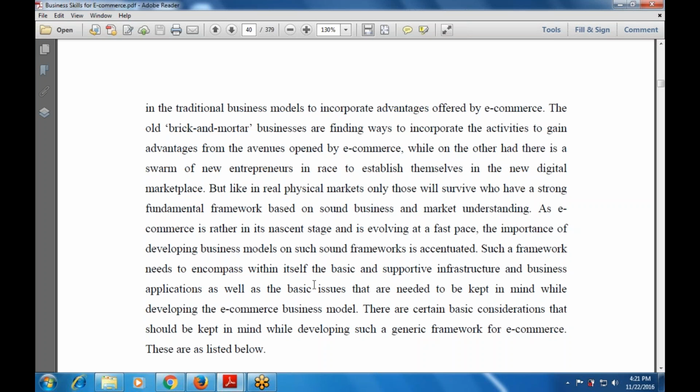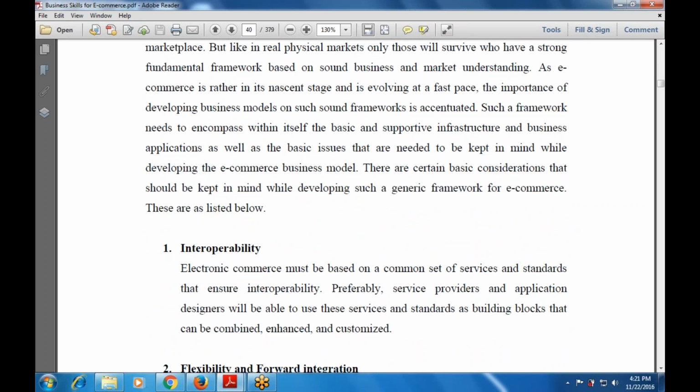And there are certain basic considerations that should be kept in mind while developing a generic framework for e-commerce. That means what are the various provisions, what are the various guidelines for e-commerce, what are the various ways by which we can use e-commerce strategies. And these are listed below. This is the framework for e-commerce.